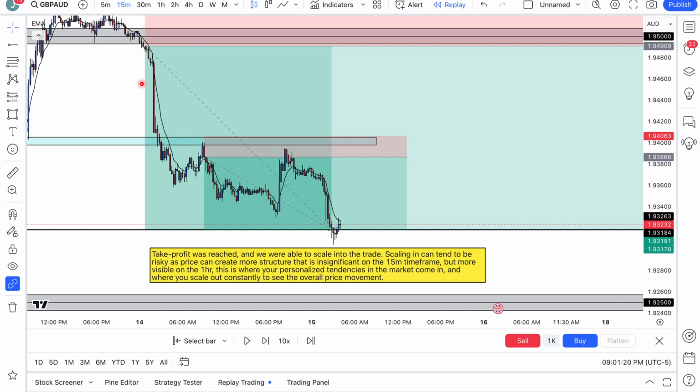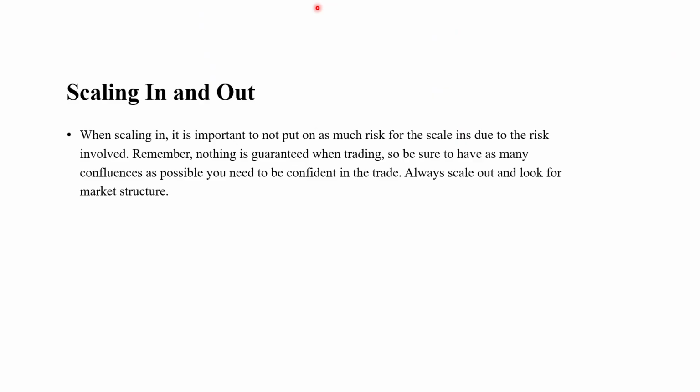You can never get the most perfect entry. Sometimes you are gonna get stopped out. Structure is created that is insignificant on the 15-minute, but more visible on the 1 hour. This is where your personalized tendencies in the market come in, and where you scale out constantly to see the overall price movement. Scale out as in go to a higher time frame.